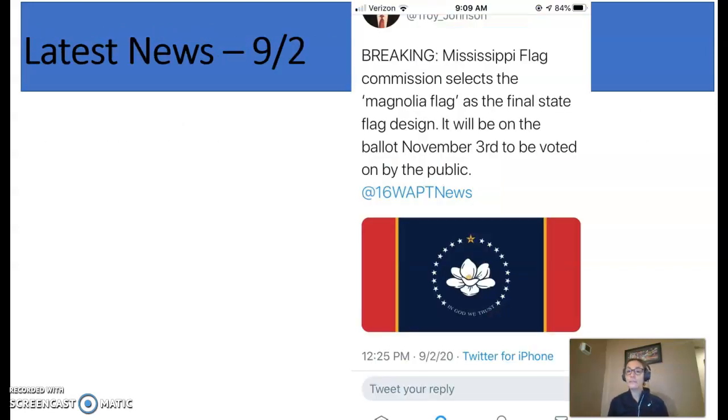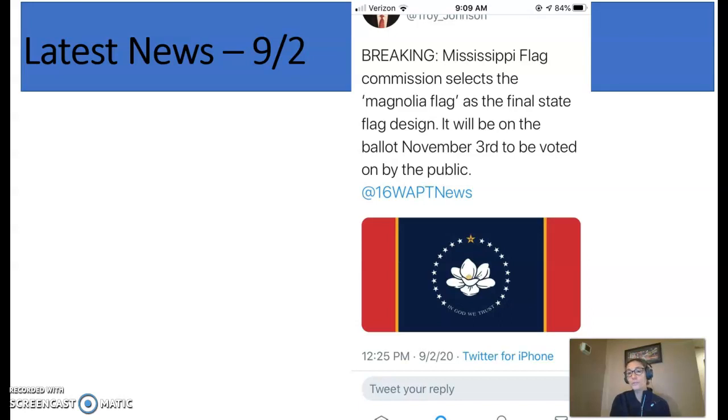Now, the latest news, literally just as I was getting ready to record these videos and this class, I saw that the Mississippi Commission has now created its new proposed flag. And they have decided, you can see the image right here, to use the image of the magnolia flower, which of course is representative of something that grows in that part of the country. So this is the proposed flag that the commission has. The commission was created and charged with creating a new flag that now, as you can see written on this tweet, is going to the voters on November 3rd.